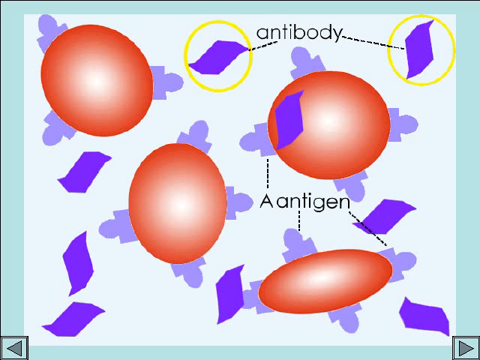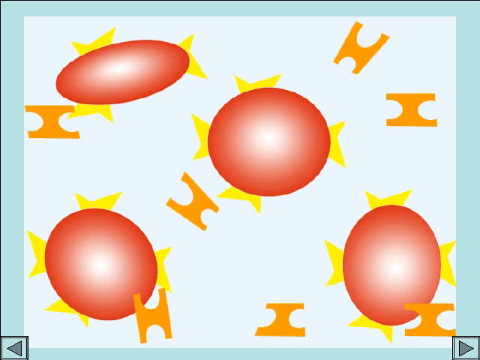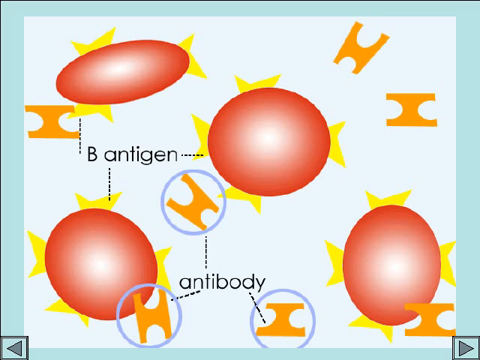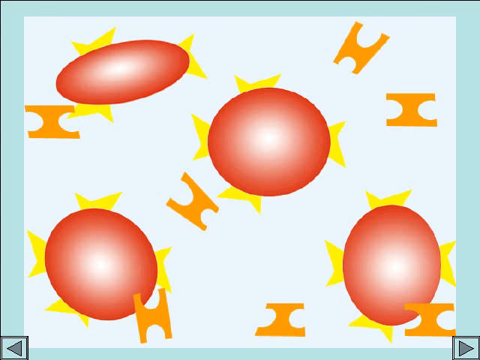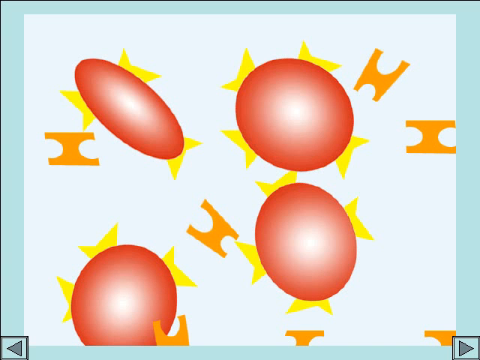Here's an illustration of blood type A. Here is an illustration of blood type B. Notice the antigens and the antibodies. Do you notice anything special about the antigens in one blood type and the antibodies in another? Now watch as the type B blood moves through the circulatory system.